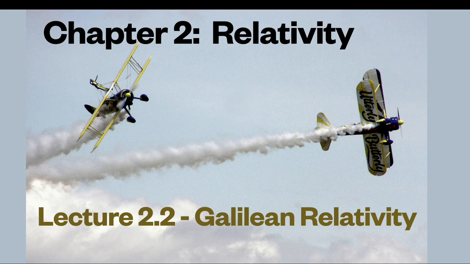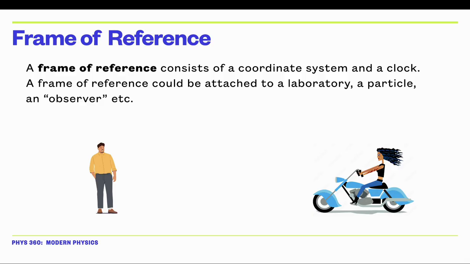Lecture 2.2 Galilean Relativity. In the last lecture, we saw examples of how one's frame of reference can change the way you see the world. In this lecture, we'll be a little bit more specific with our definitions and develop the equations for the Galilean transformations between one frame of reference and another.